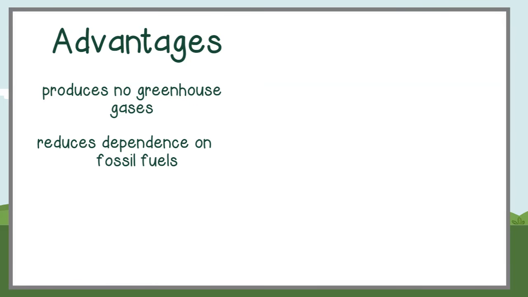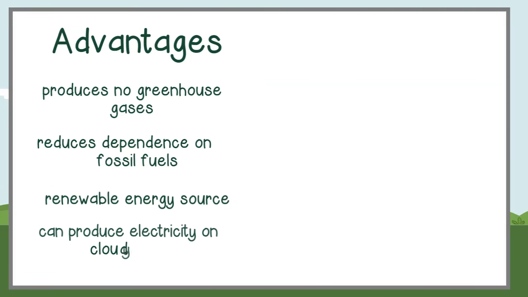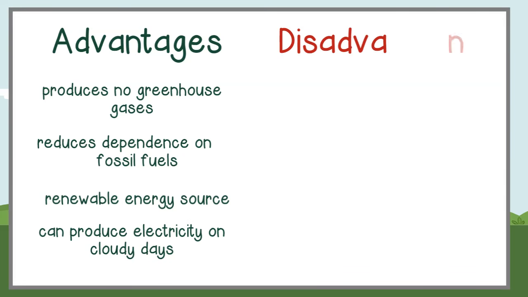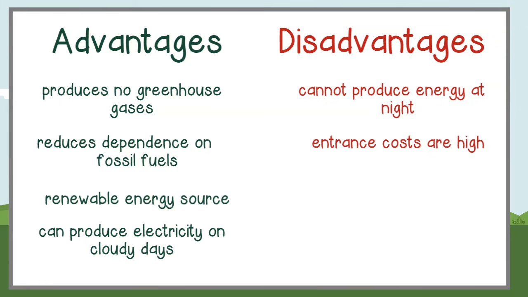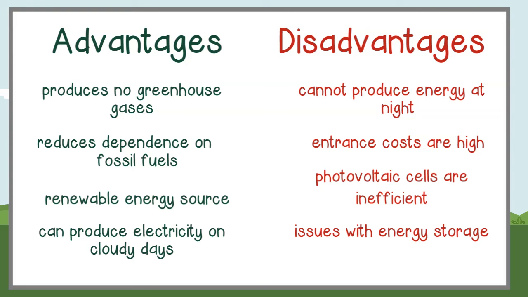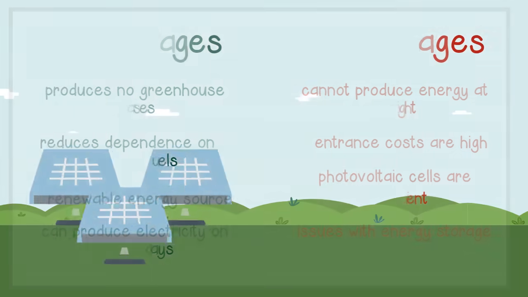The advantages of solar energy include that it produces no greenhouse gases, it reduces dependence on fossil fuels, is a renewable energy source, and can even generate electricity on cloudy days. The disadvantages of solar energy include that it cannot produce electricity at night, the entrance costs are high because the initial investment is high, photovoltaic cells are inefficient, and there are issues with storing excess energy for later use.